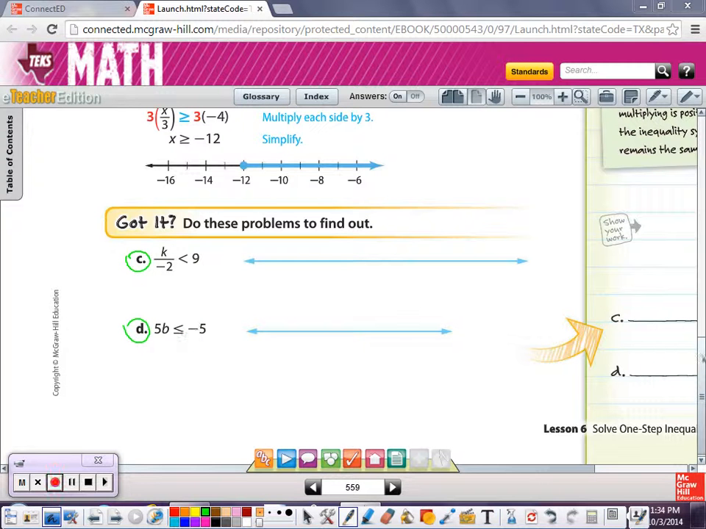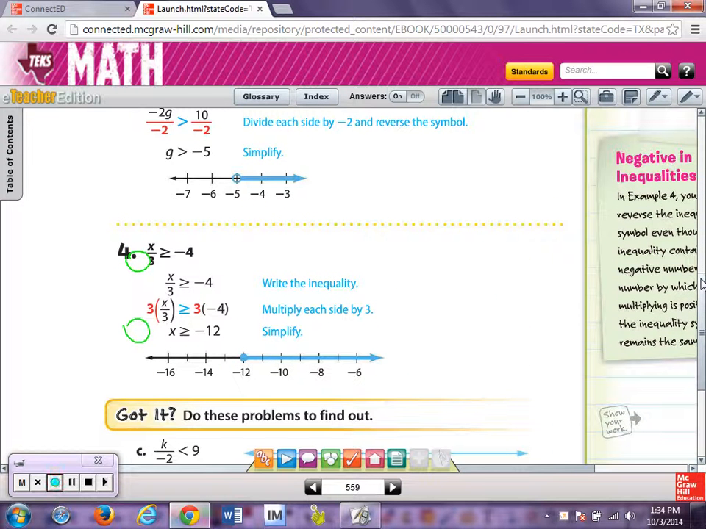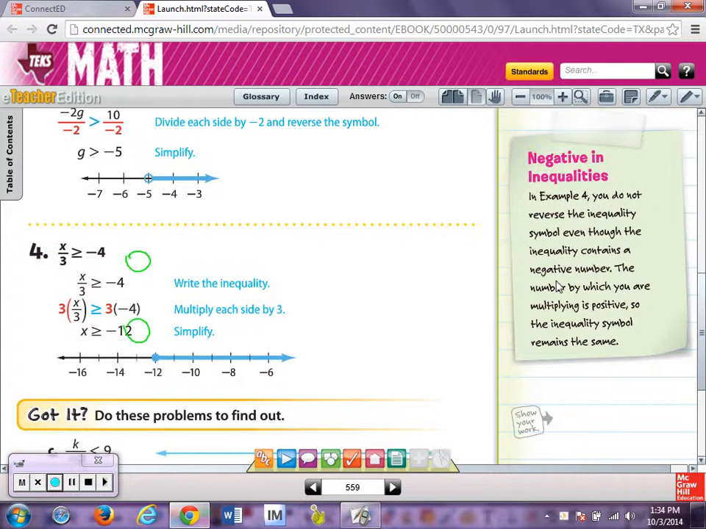To quickly review, just an important little note here, I want to scroll back up over here to the side and look at this little side note we have. In example 4, you do not reverse the inequality symbol even though the inequality contains a negative number. The number by which you are multiplying is positive, so the inequality symbol remains the same. This is exactly what I just told you.